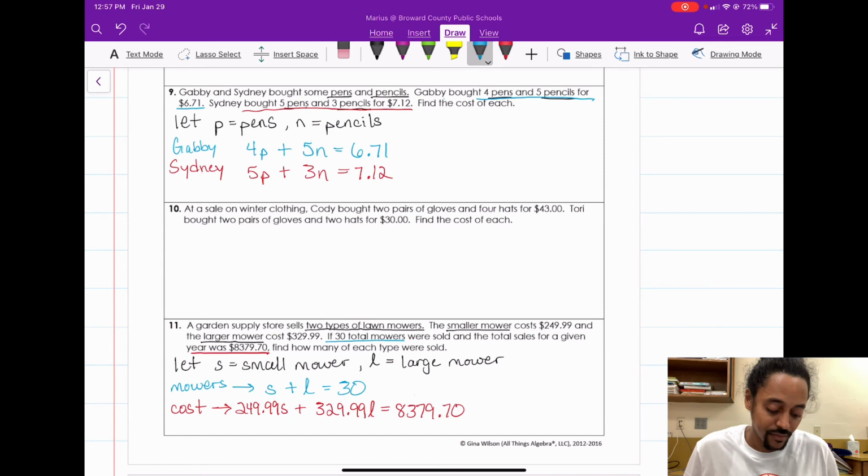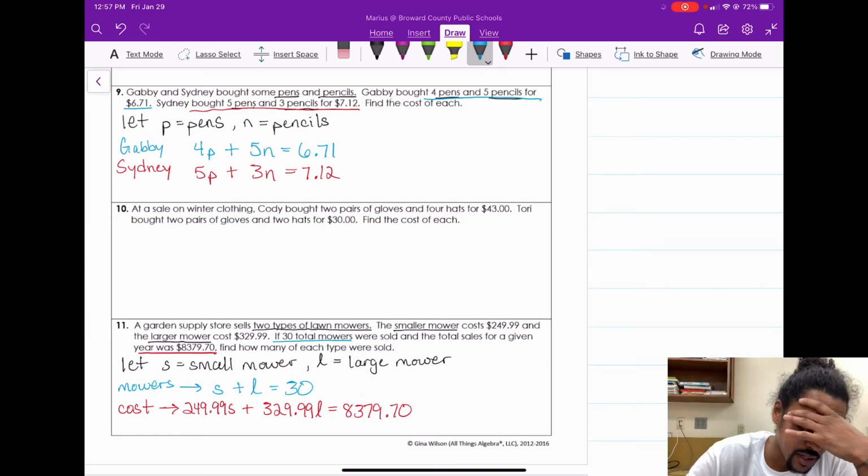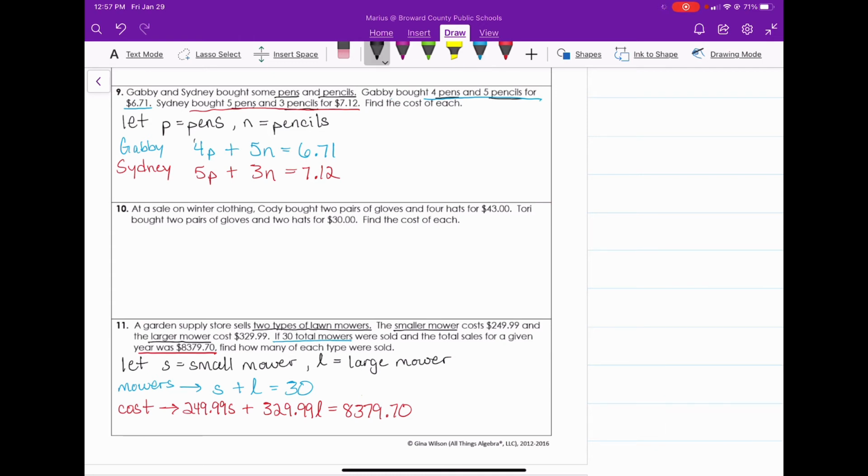Let's take a look at number 9. Number 9. Here, once again, we have to do some manipulating for both of the equations, okay? This time, I'm gonna eliminate the n's first. So for number 9, I'm gonna multiply the first equation, Gabby's equation, by positive 3, and I'm gonna multiply Sydney's equation by negative 5. So Gabby's equation, we're gonna multiply by positive 3. Sydney's equation, we're going to multiply by negative 5, and that'll help us get our opposites.